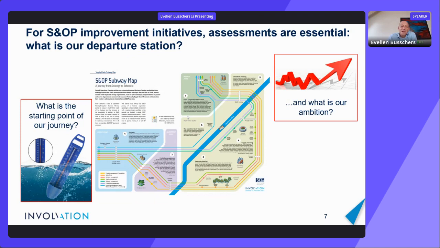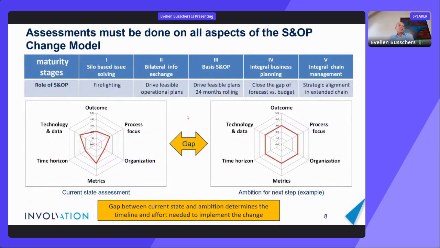So let's make that a little bit more specific, because defining the starting point sounds quite straightforward, and I don't think we should overcomplicate it, but we also shouldn't downplay it, because by defining the starting point and the ambition, we really want to be very clear what exactly the journey is that we're going to make. And therefore, we have defined an assessment approach, which is one of the services that we would like to also bring into this session.